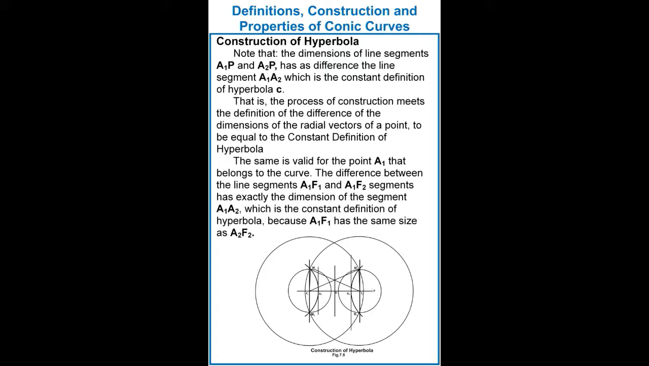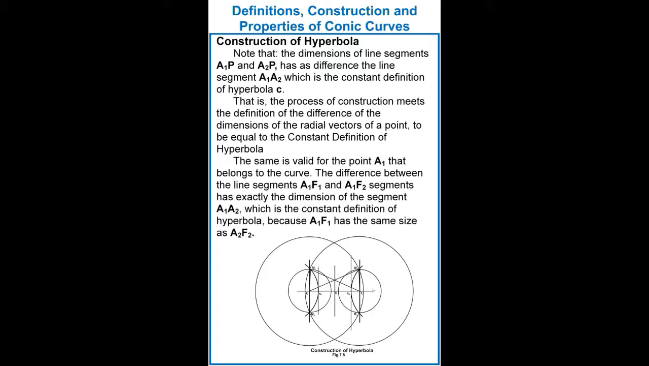In this second slide of the third class of Chapter 7 of this course of Basic Geometry, Figure 7.8 is presented again, which shows the method of construction of the hyperbolic curve. As the difference in the radii of the drawn circles has the dimension of the constant of definition of the hyperbola, the points M1, M2, M3, and M4 satisfy the rule that the difference between the two vector radii must have the value of the constant of definition of the hyperbola.